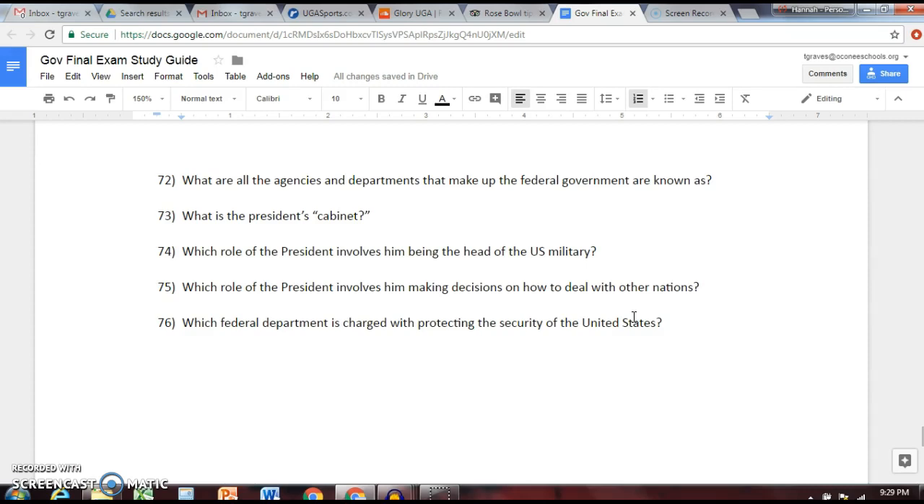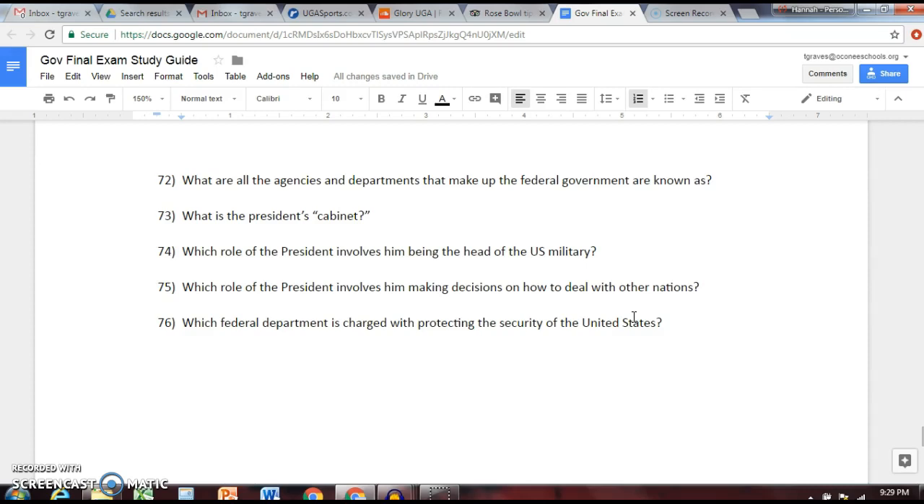Number 74, as the head of the U.S. military, that's the president's role as commander-in-chief. 75, the president's role that involves him making decisions on how to deal with other nations. That's him being the foreign policy chief. Or the chief diplomat. Either one's the same thing. Diplomacy is how you deal with foreign countries, so it could be chief diplomat or foreign policy chief.